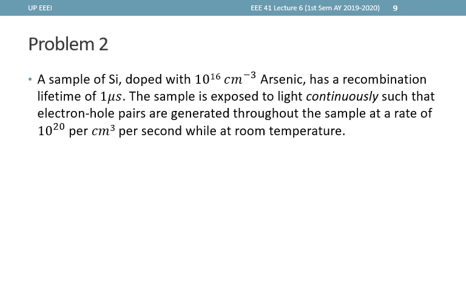For problem 2, we have a sample of silicon doped with 10 to the 16 per cubic centimeter of arsenic, which has a recombination lifetime of 1 microsecond, and this sample is exposed to light continuously such that electron hole pairs are generated throughout the sample at a rate of 10 to the 20 per cubic centimeter per second while at room temperature.